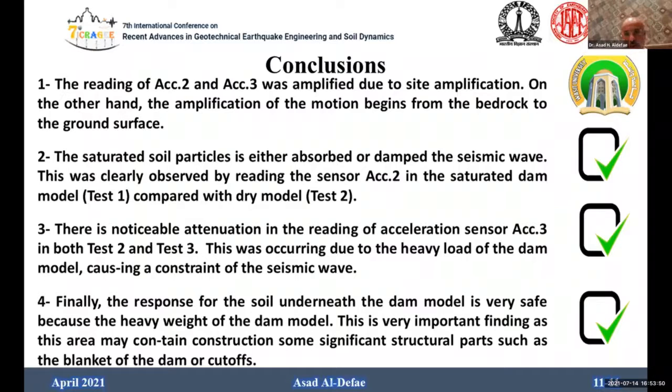Finally, the response of the soil underneath the dam model is very safe because of the heavy weight of the dam model. This is a very important finding as the area may contain some significant structure parts such as the blanket of the dam or the cutoff as well.